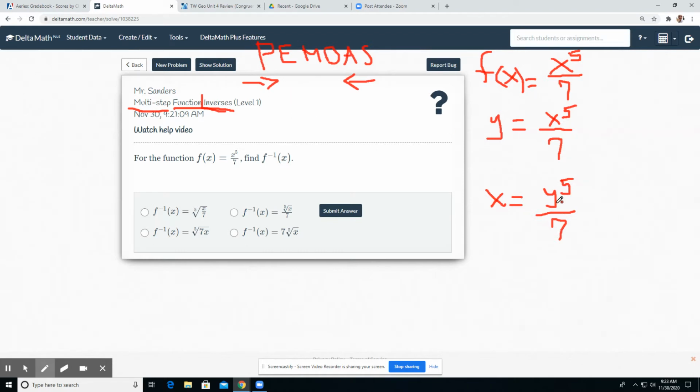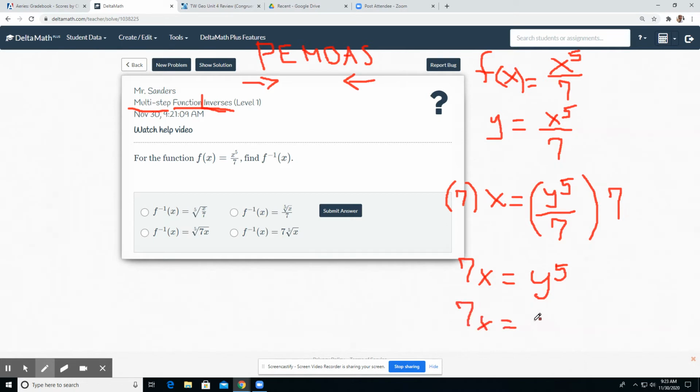To get y by itself, I move everything that's not connected to the y to the other side. The multiply would come next right here, so I get rid of that multiply. Divide by 7 is a multiply by 7. What you do to one side, you do to the other, multiply by 7. So I now have 7x equals y to the fifth. To get y by itself, what's the opposite of an exponent of 5?